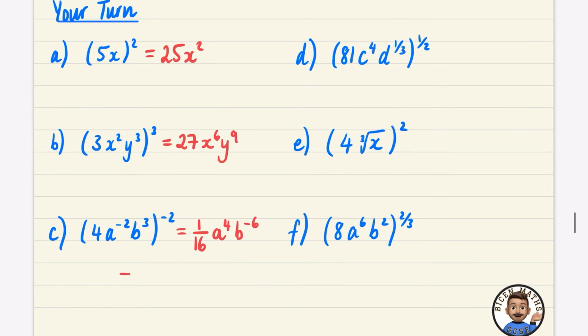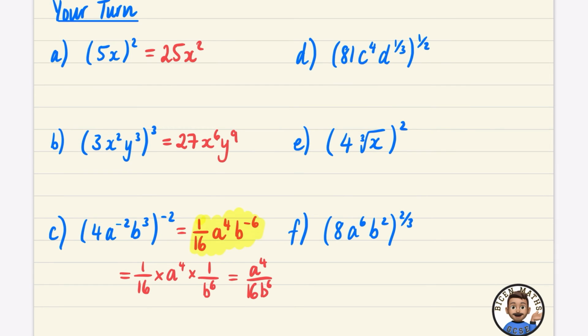Now, if you want to go a bit further with this, we've got the 1 over 16 being multiplied by the a to the 4 being multiplied by b to the minus 6, which is 1 over b to the 6. So in the numerator, you have a to the power of 4 because multiplying by 1 doesn't do anything, and the denominator is 16b to the power of 6. This 6 and b look quite similar, but it's 16b to the power of 6. Like I said, I'm happy with this answer, but it's good to know that it's equivalent to this one.